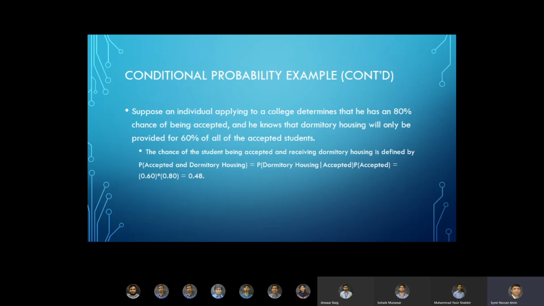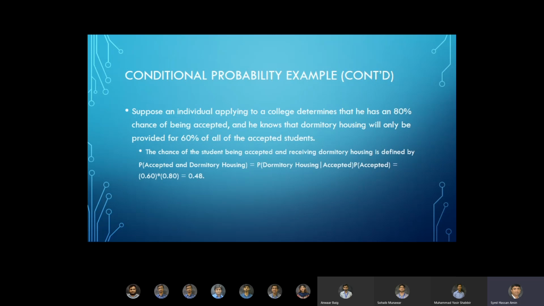Okay. So here we have another scenario. We are supposing that an individual applying to a college determines that he has 80% chance of being accepted. So that's one scenario. And he knows that dormitory housing will only be available for 60% of the accepted students. So the hostel facility will be available to only 60%. So he has 80% chances of being accepted, and those who are accepted have only 60% chance of getting enrolled in the hostel.